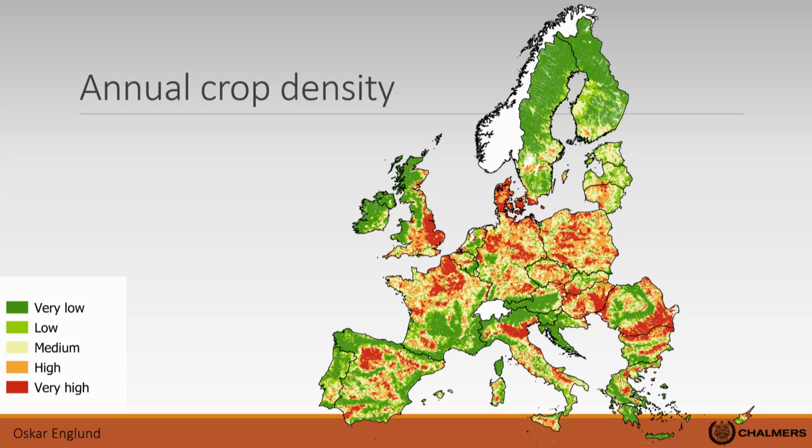Here we have the legend, get used to it. We're going to see it for a while now. In some areas, all of Denmark basically has a very high annual crop density. Yeah, congratulations. You have plenty of opportunities in Denmark. The Po Valley in Italy as well, and the whole Danube region, northern France, eastern UK, Germany, Poland, and some areas also in Spain.